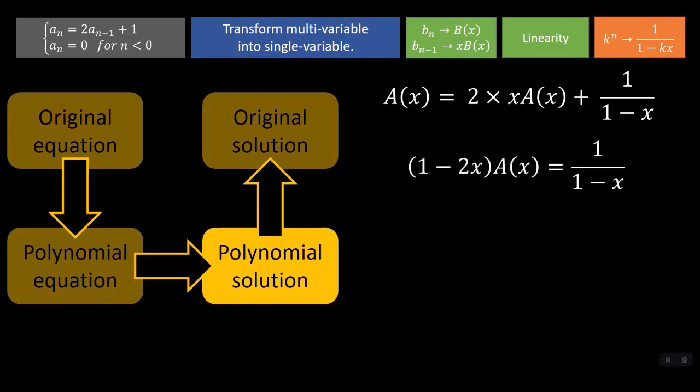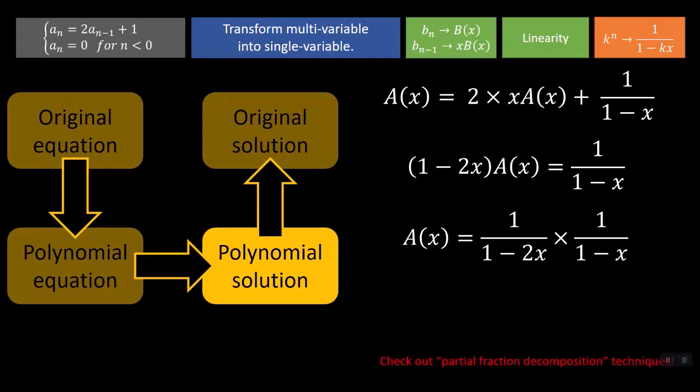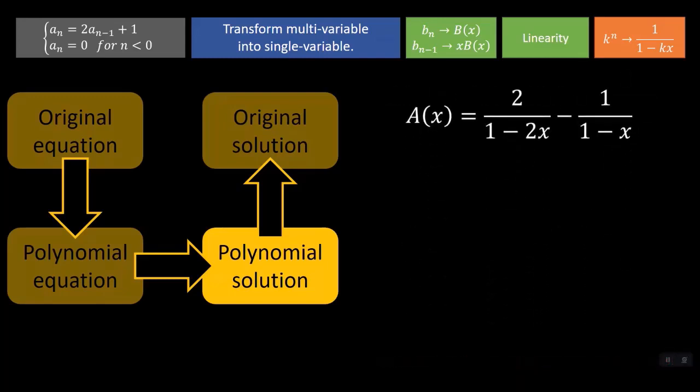We group the terms containing a of x, and then divide both sides by 1 minus 2x. So this is a of x, but we would like to write it in terms of the sum or difference of two simpler fractions. The systematic way for doing this is partial fraction decomposition, which I suggest you check out later. But for simple cases like this, we can simply guess that the answer is 2 divided by 1 minus 2x minus 1 divided by 1 minus x. So this is our polynomial solution.